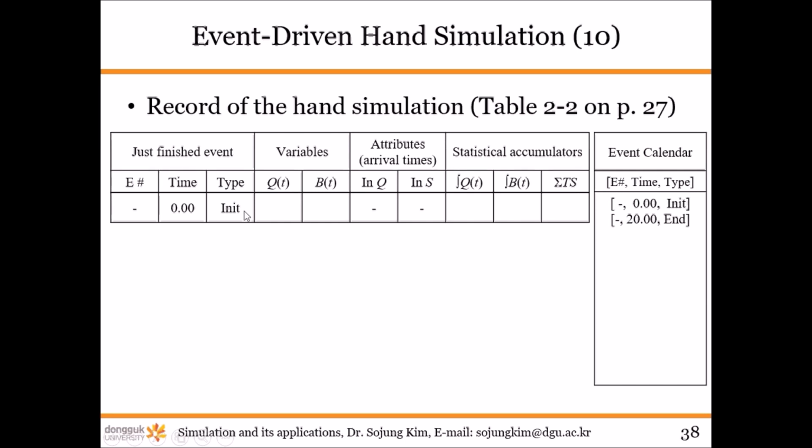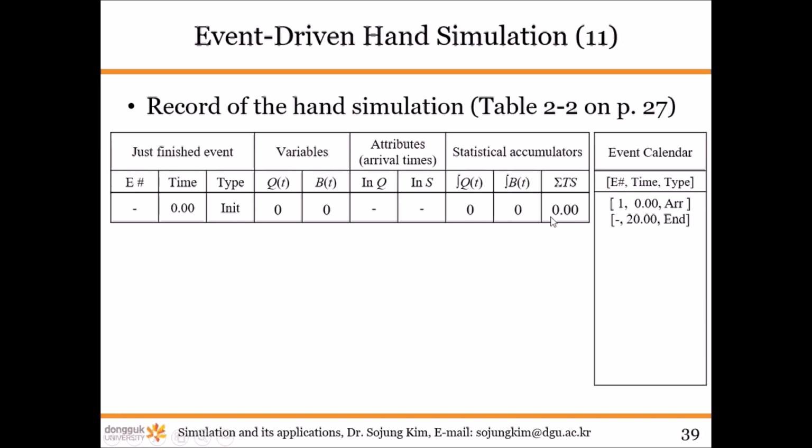All right, so at the initialization event at time 0, the QT value will be 0 and the BT value will be 0. Other statistics will be 0, right? According to the event calendar, we will have an arrival event of entity 1 at time 0. So the event number here is 1 at time 0, and the event type will be arrival. As you know, there is no entity in the queue and in the server, so this entity can directly go to the server. So the BT value will be 1 and the QT value will be 0.